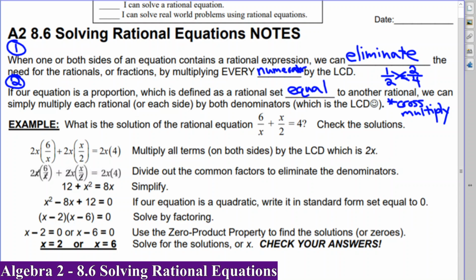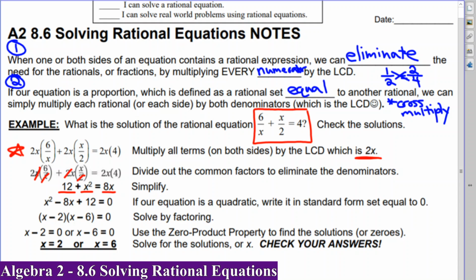Looking at the first example, what is the solution to the rational equation 6 over x plus x over 2 equals 4? The least common denominator between all three of those terms is 2x. In the first step, we multiply everything on both sides by 2x. The x's cancel out in the first term and we're left with 12. The 2's cancel out in the second term and we're left with x times x, or x squared. And then 2x times 4 gives 8x. All we have to do now is solve for that quadratic.